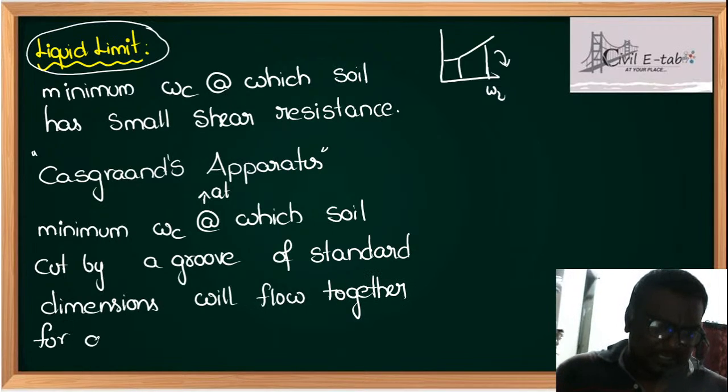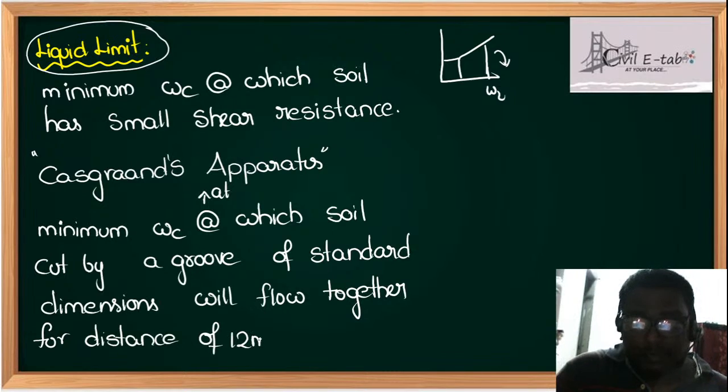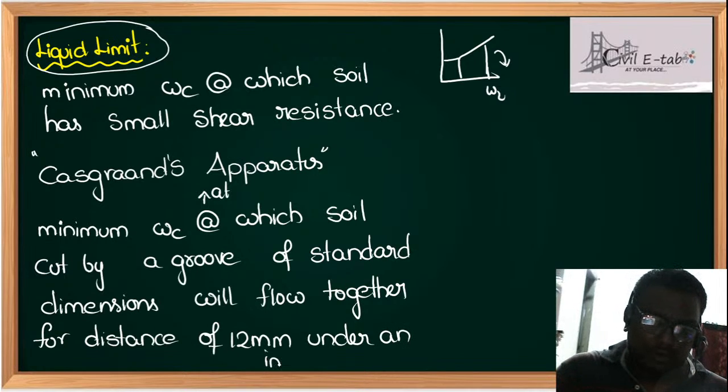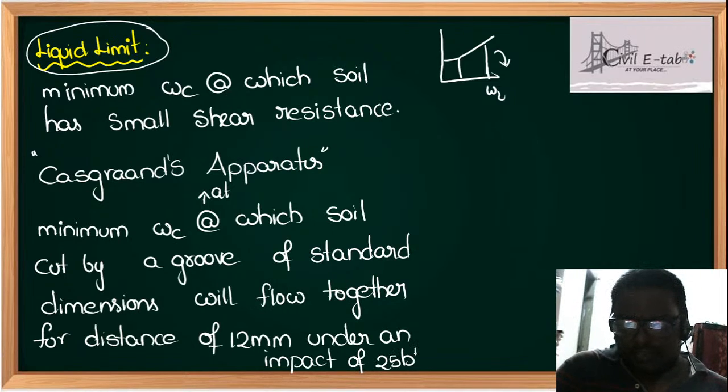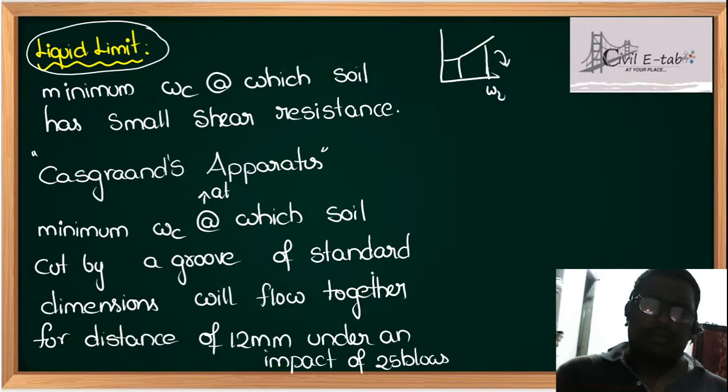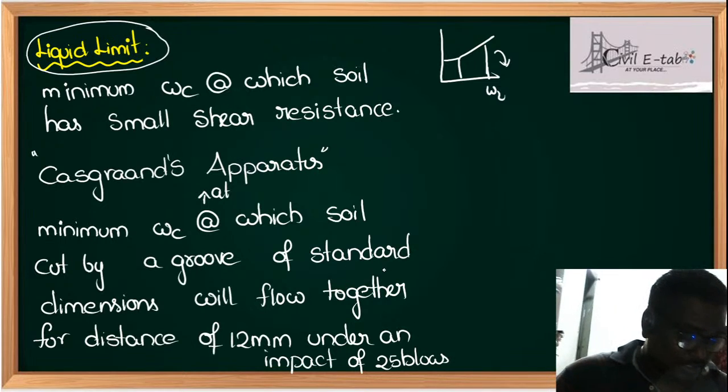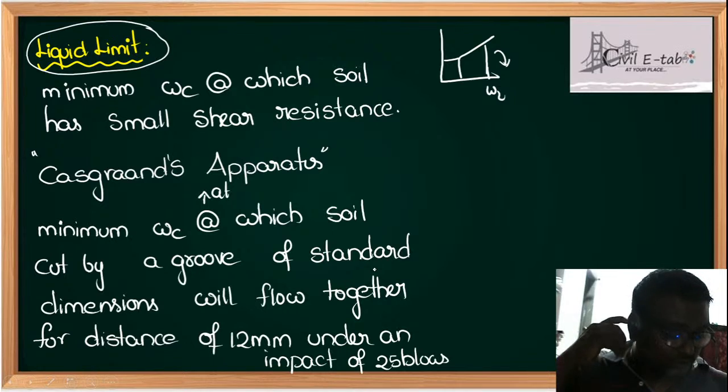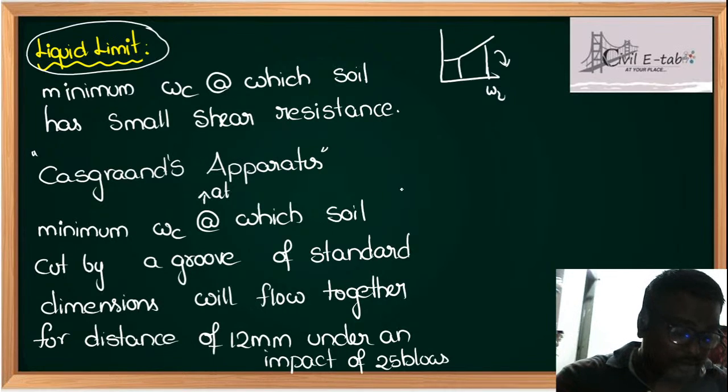I'm writing the definition, so I'm writing it very fast. Will flow together for a distance of 12 mm under an impact of 25 number of blows. This is what I want to tell you. See, this is also a practical definition. If anyone asks you what is the practical definition of liquid limit, it is the minimum water content at which soil cut by a groove of standard dimensions will flow together for a distance of 12 mm under an impact of 25 number of blows.